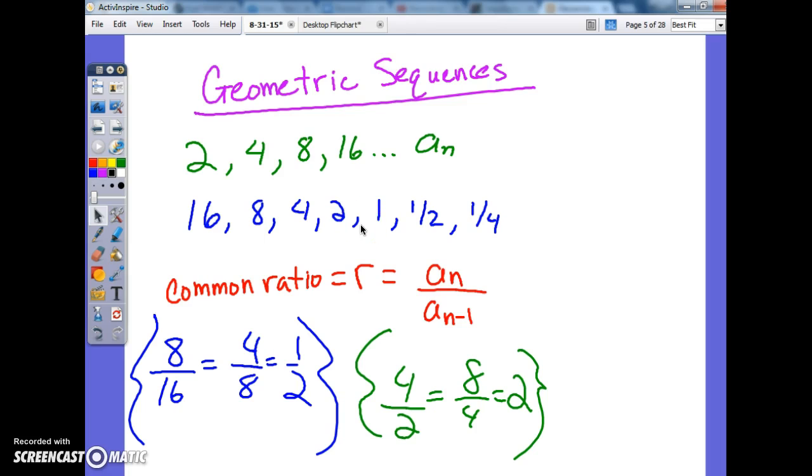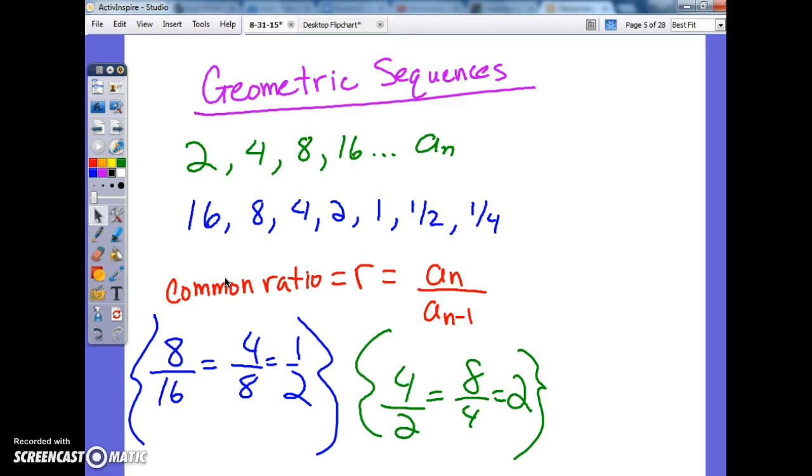Notice instead of this difference is 2, this difference is 4, this difference is 8, it's not an arithmetic sequence, right? The common thread here is what's called a common ratio. Times 2: 2 times 2 is 4, times 2 is 8, times 2 is 16, okay? 16 times 1/2. Don't think of it as the same as dividing by 2, but 16 times 1/2 is 8, times 1/2 is 4, times 1/2 is 2, times 1/2 is 1, times 1/2 is 1/2, times 1/2 is 1/4, and so on. How do we figure out our common ratio?